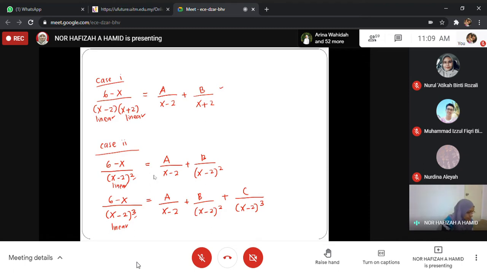So today we have case 3. Case 3 is for partial fractions with irreducible quadratic factors. Okay, so you must remember the form. The form of partial fraction for case 1, and this one is the form of partial fraction for case 2.